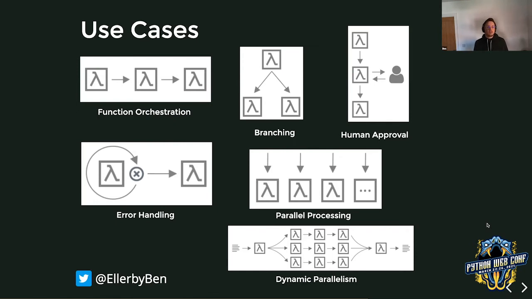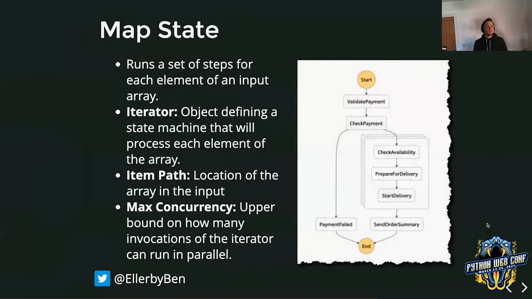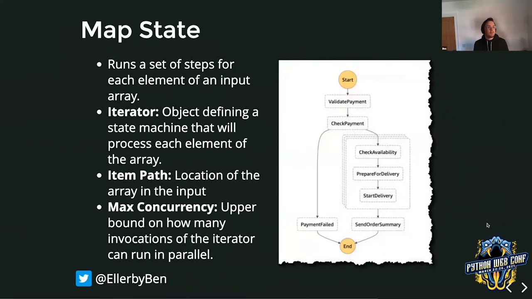Parallel processing, so what could we do with taking the same input and doing it multiple times? Well, the interesting part for us, dynamic parallelism, which is handled by map, which allows us to take an input array and trigger off a number of different workflows from that. So the map state runs the same set of steps for each element of an input array. So we can give it an array of values, and it will run the same set of steps on all of those. It requires an iterator, which is an object defined in the state machine to process each of those elements. So here we can see this is the map state.